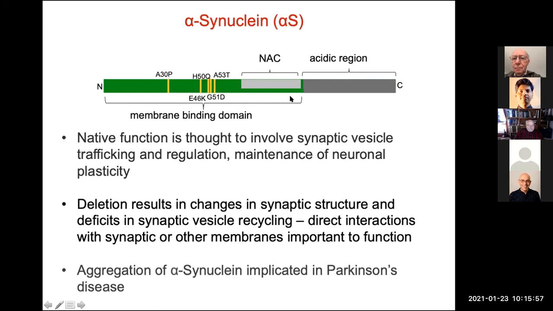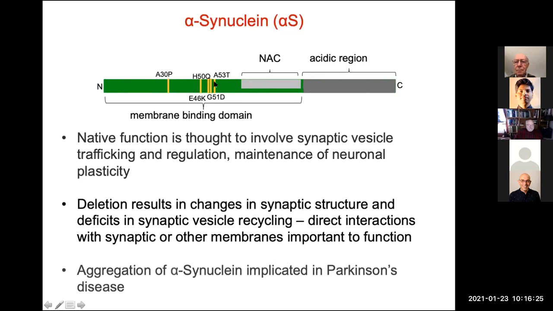Roughly the first 95 amino acids or so form a membrane binding domain, where it forms an amphipathic helix upon binding to anionic vesicles. It has this central NAC region, which is the most hydrophobic part of the protein. This also forms the core of fibers when alpha-synuclein aggregates. And then it has a highly acidic C-terminus carrying a charge of, I think, -13 over these 40 residues on the C-terminus. So it's very negatively charged.